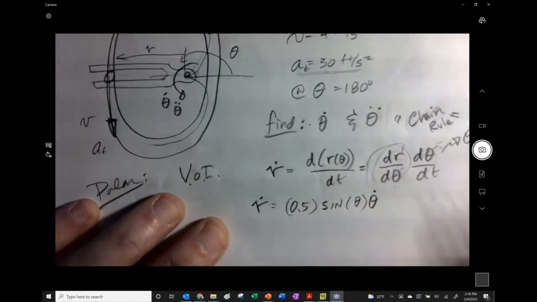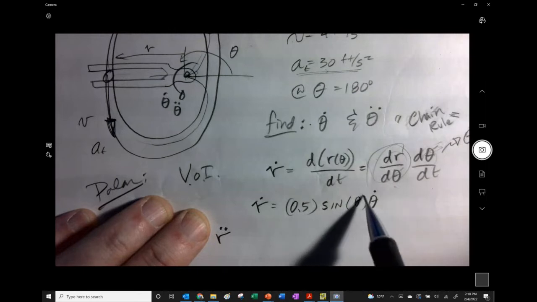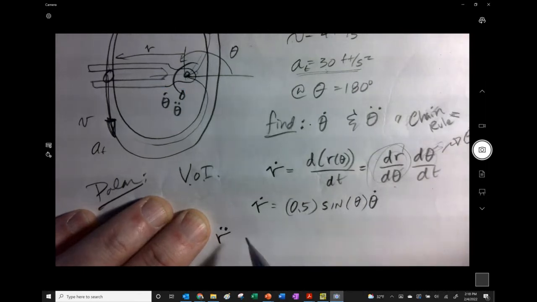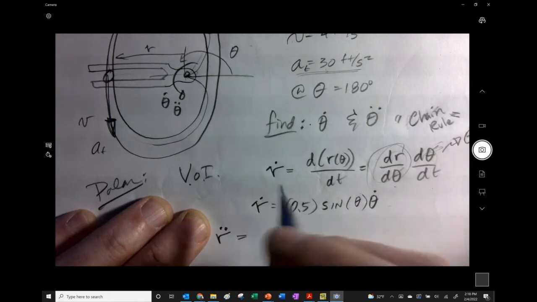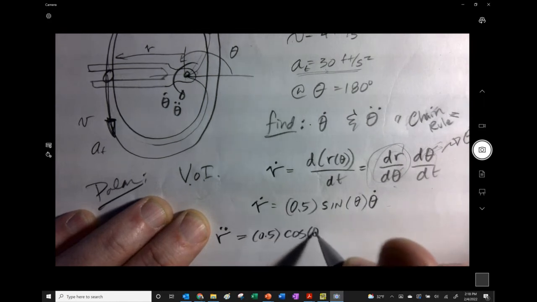Now, we want to have the second derivative of it, but noteworthy, this varies with time and this varies with time. So now we have to use the product rule on both parts right here. So first we'll take the derivative of this first part, which is going to be 0.5 times the cosine.